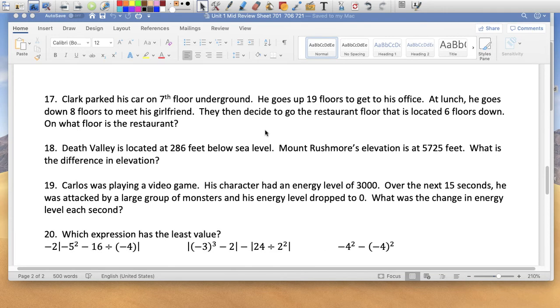17. Mr. Clark parked his car on the 7th floor underground. He went up 19 floors. At lunch, he goes down 8 floors, and then they decide to go to a restaurant that is located 6 floors down. On what floor is the restaurant?